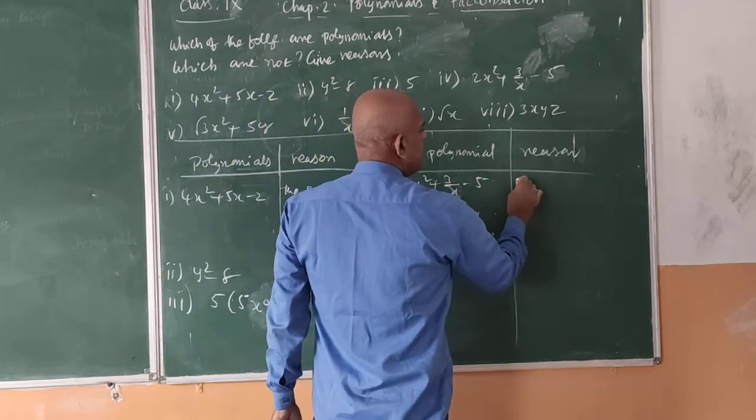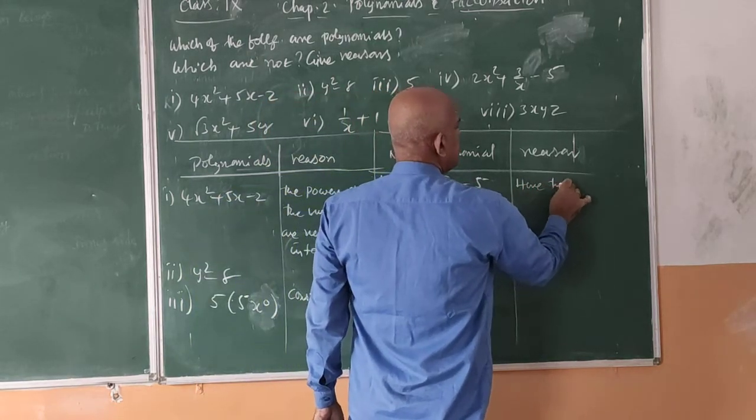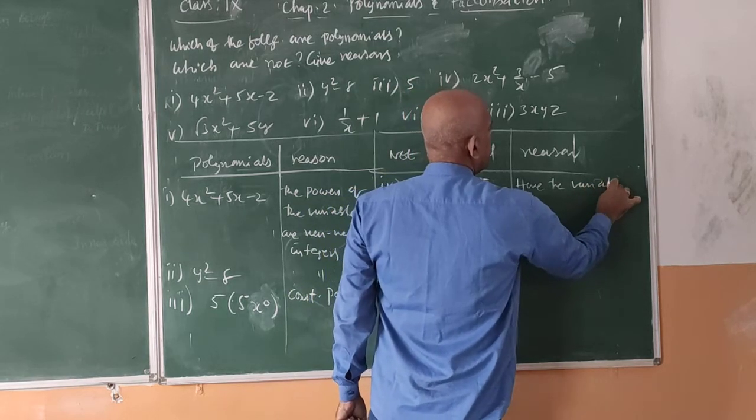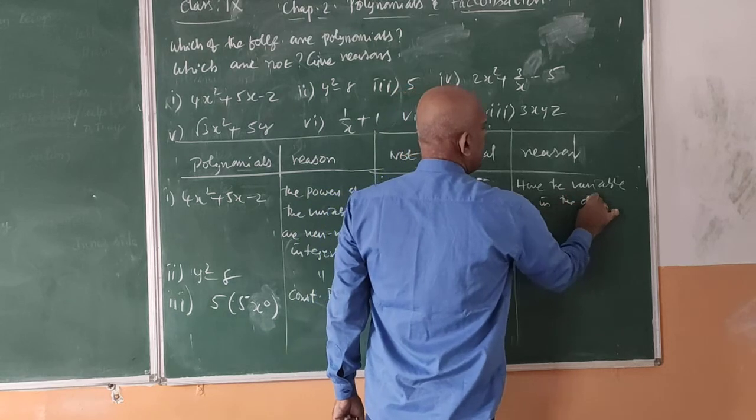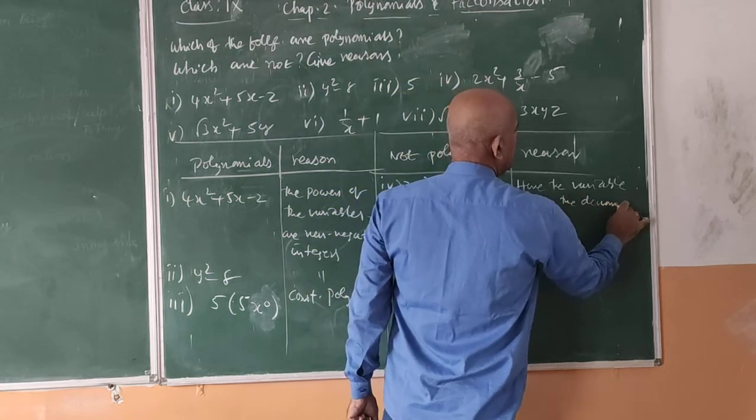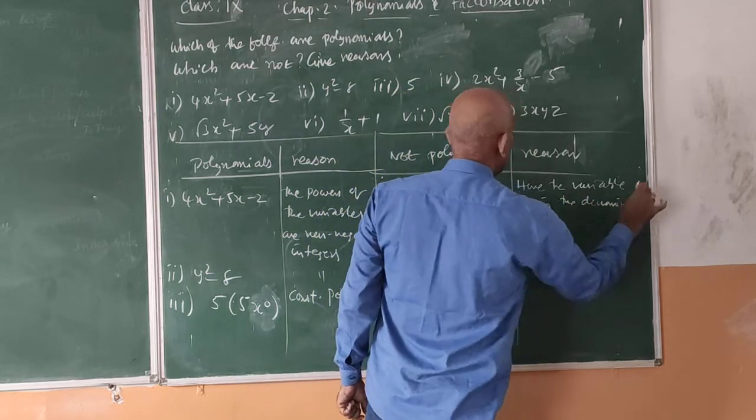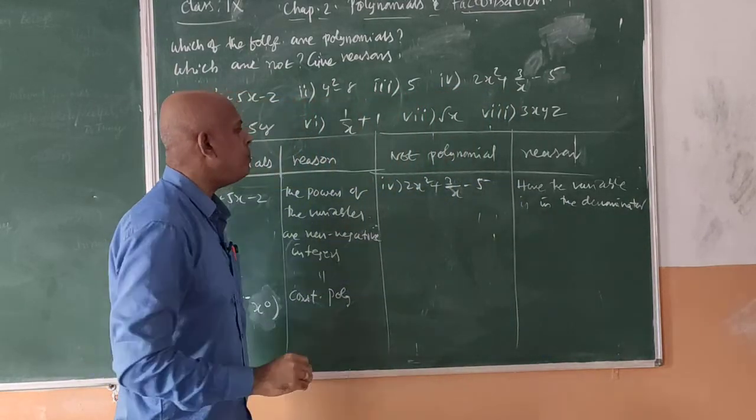So what is the reason? Here the variable is in the denominator. When it comes to the numerator, it gets the negative power. That's why it is not a polynomial.